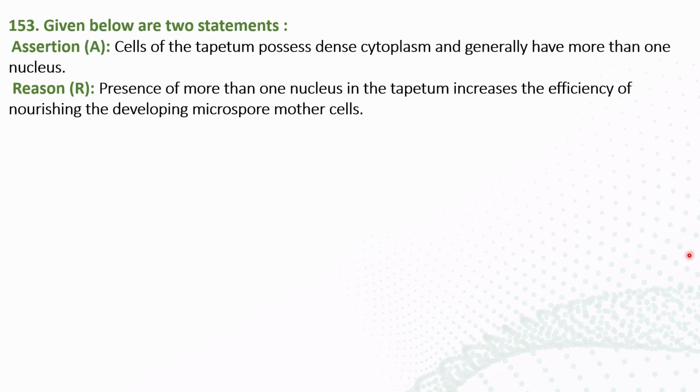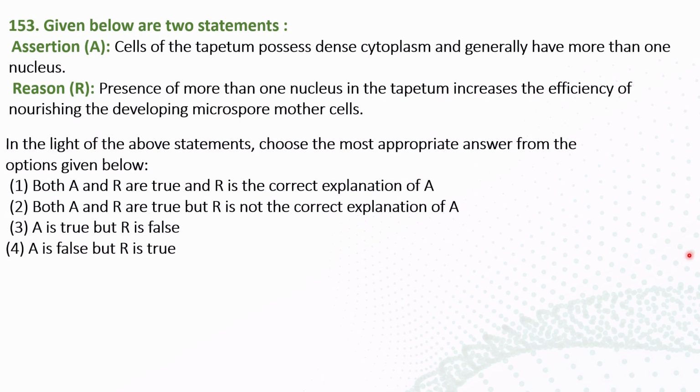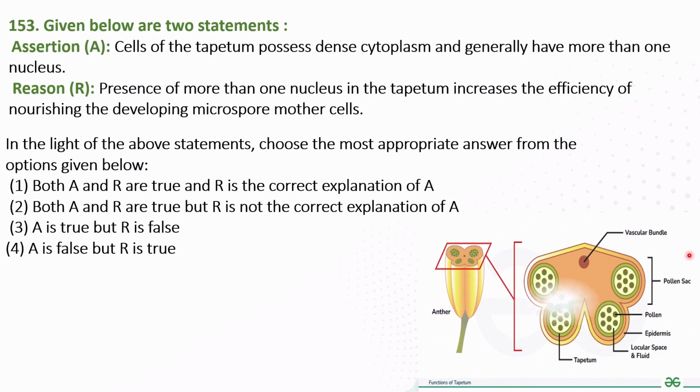The next question says, given below are two statements. Here they have given an assertion and reason question about the tapetum. In the assertion, the cells of tapetum possess dense cytoplasm and generally have more than one nucleus. Obviously we know that the tapetum contains that. If you see the LS here, this is the tapetum. Here you can see this biscuit colored part is the cytoplasm, which is very dense.